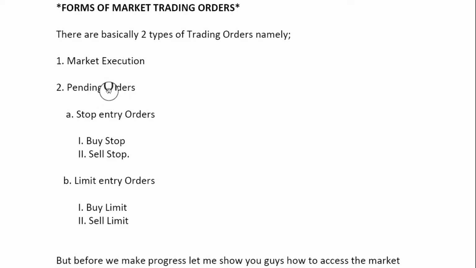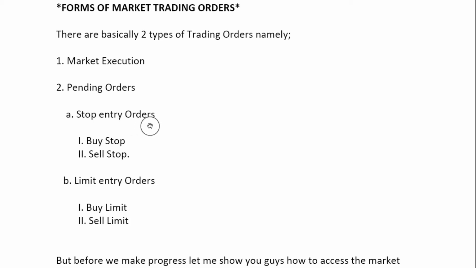And these pending orders are actually classified into two. You either have stop entry orders or limit entry orders. Then these stop orders are also classified into two: it's either a buy stop or sell stop. Then the limit entry orders are either buy limit or sell limit. I will explain what these things literally mean.